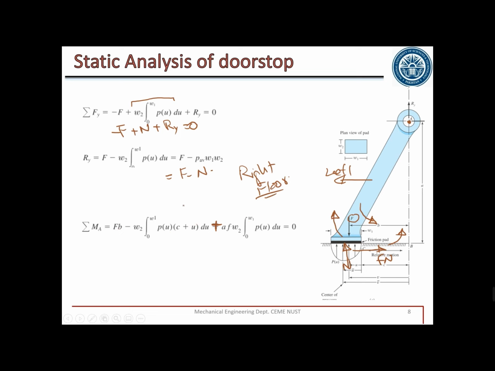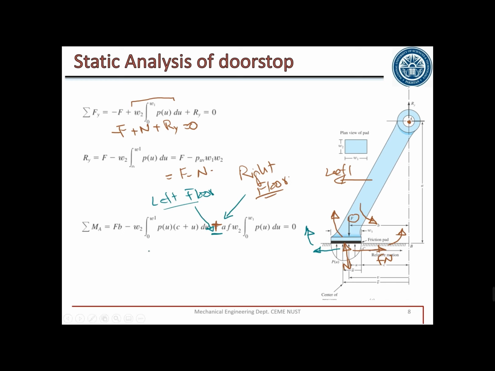Vice versa, just by changing color, if you have left floor motion, in case of left floor motion, the direction of Fn will be here. So this term will be in this direction of motion of N. So this will be negative. For left floor motion, this will be negative. For right floor motion, this is positive.